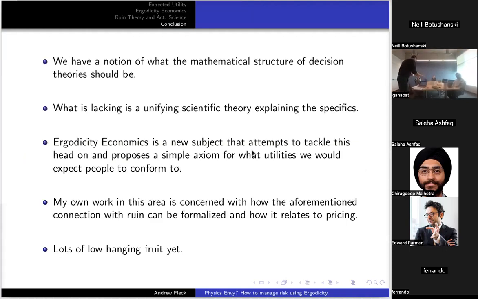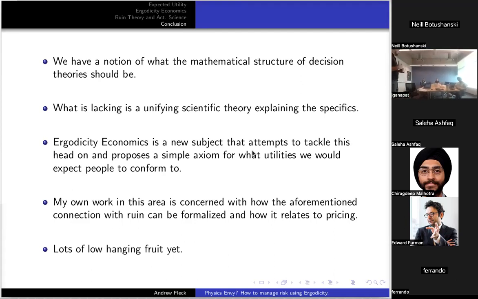But basically, I just want to leave you with this conclusion, which is that we have a notion of what our decision trees should look like. What's lacking is a unifying scientific theory explaining the specifics. Why do people have certain utilities? Why are people making the decisions that they're making? Ergodicity economics is attempting to tackle this by using growth rates, right? We already have a notion of it as well. In fact, actuarial science is probably fruitful.